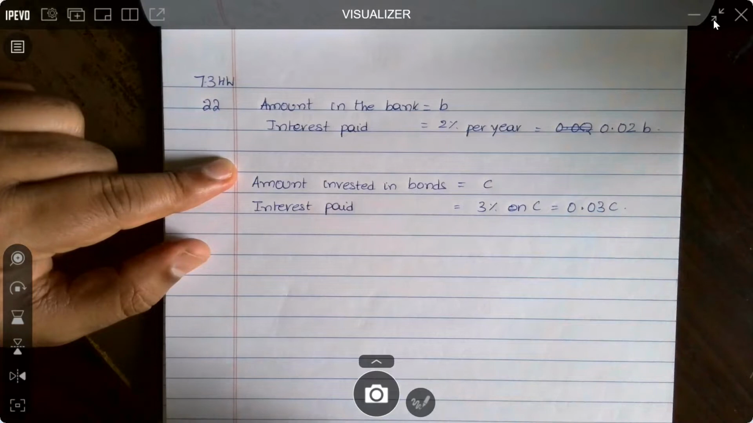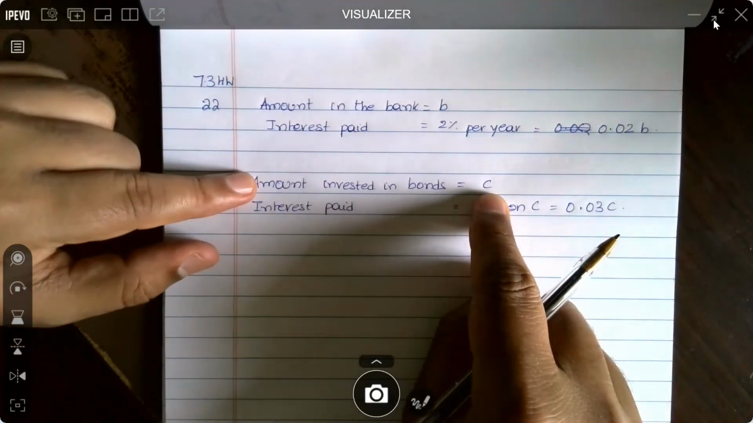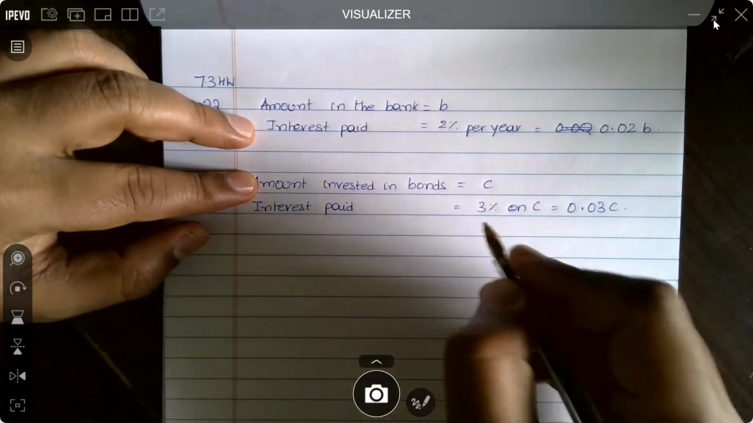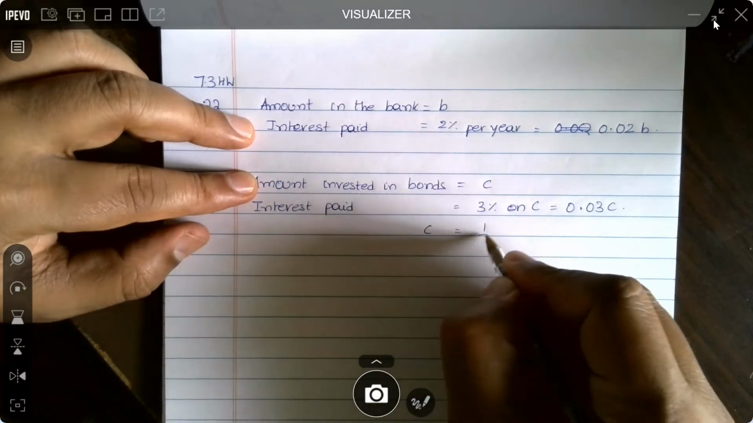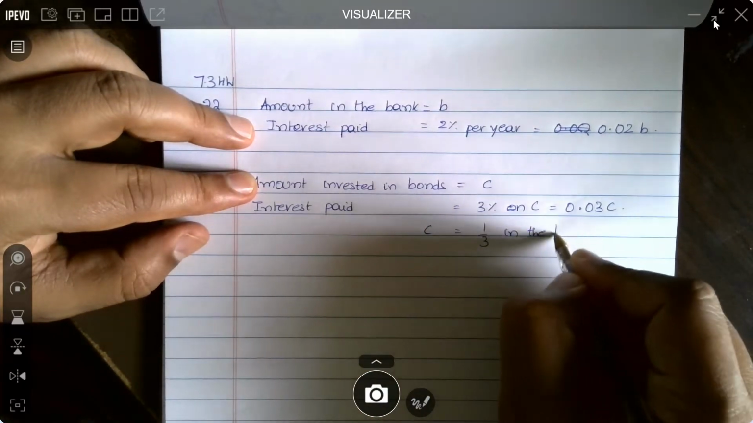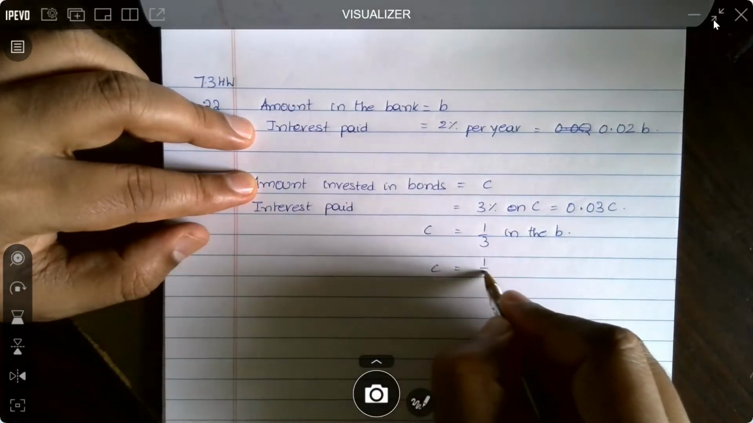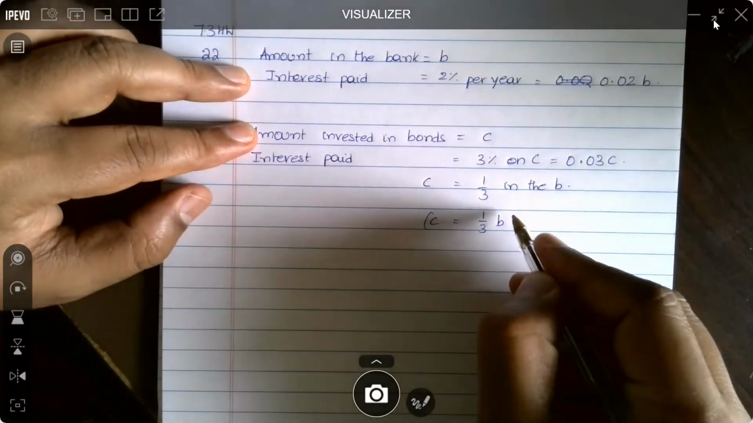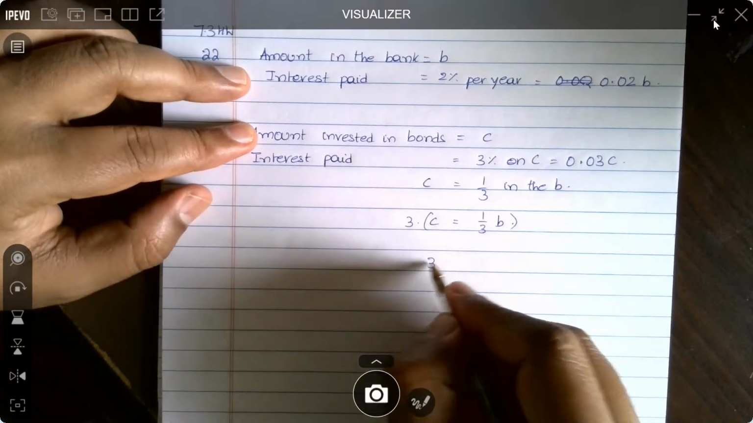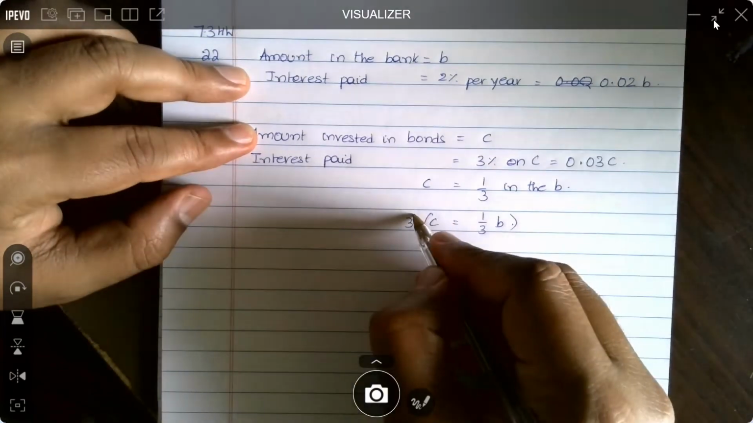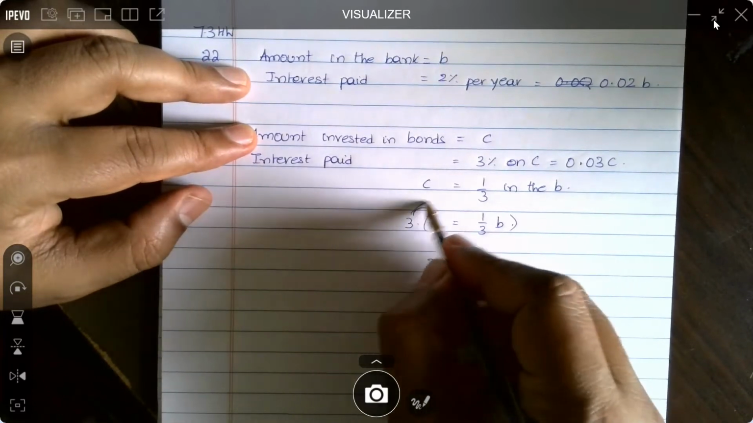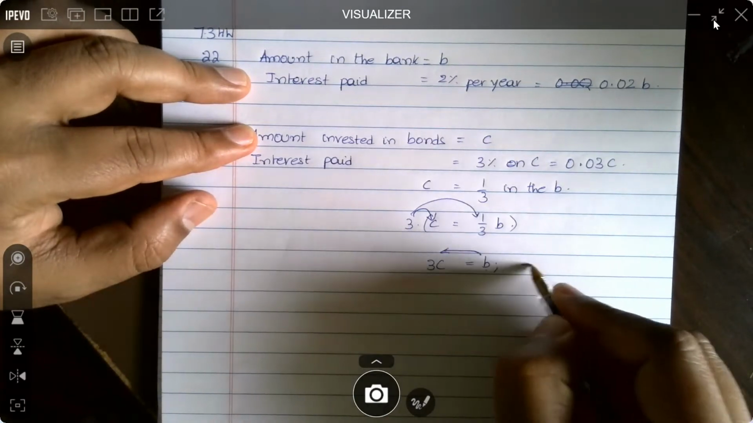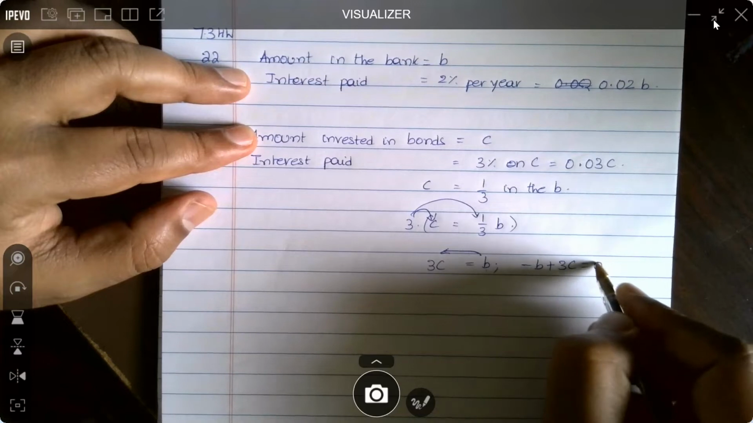It also said that the amount invested in the bonds is 1/3 of the amount invested in the bank. So C equals 1/3 B. For future purposes, let's get rid of the fractions here. Multiply both sides by 3, so that gives you 3C equals B. Now if you move the B to the left hand side, you get negative B plus 3C equals 0.